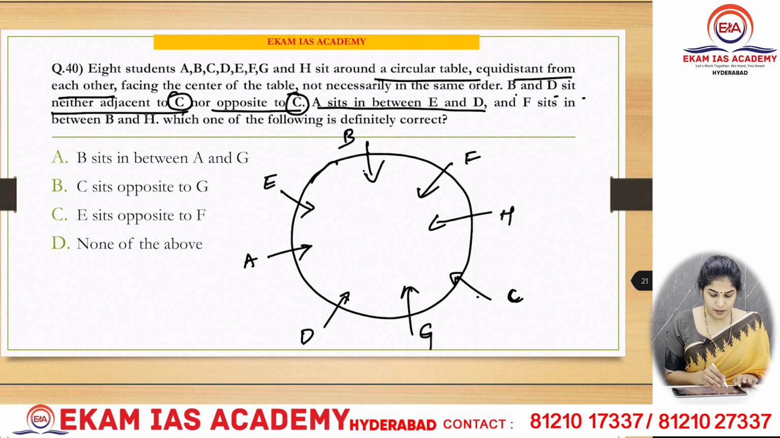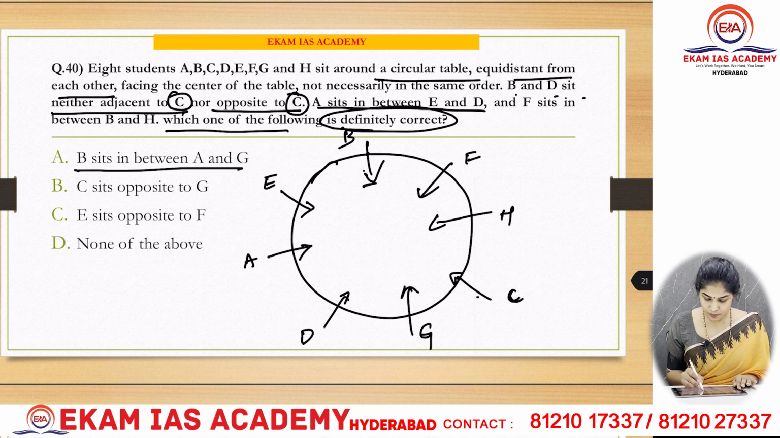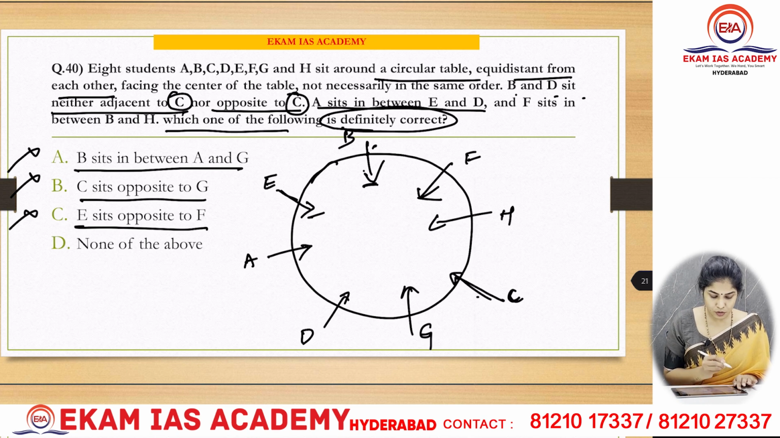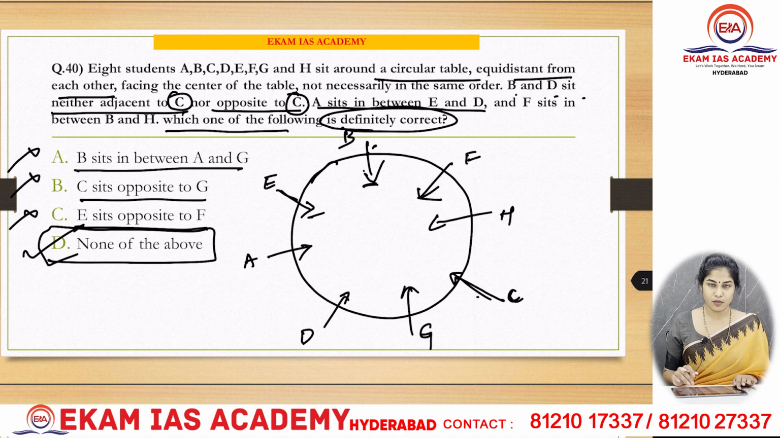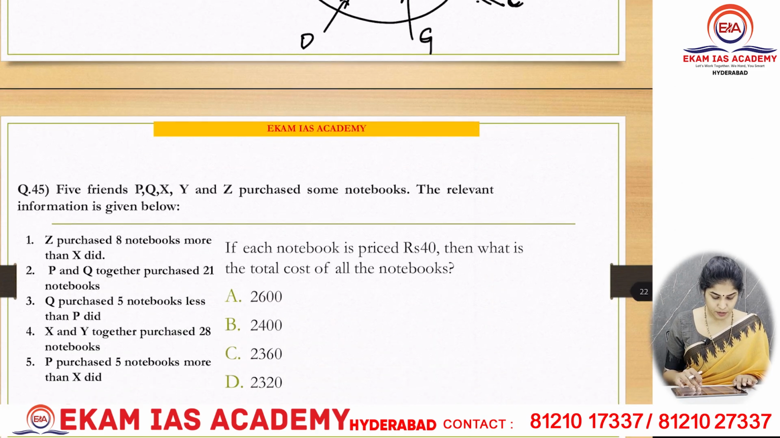Let's read the statements. Which of the following is definitely correct? B sits in between A and G? No. C sits opposite to G? C is not sitting opposite to G. This is also a wrong answer. E sits opposite to F? Where is E? E is sitting opposite to C. So, this is also not a right answer. So, none of the above. D is the right answer. Okay. Let's go to the next question.